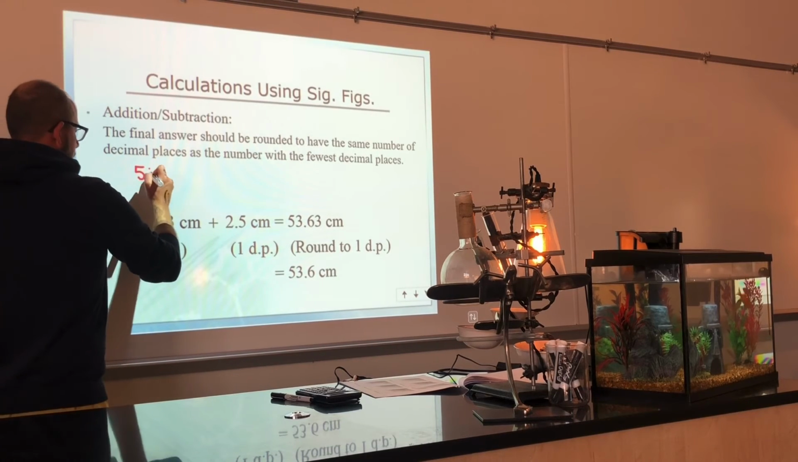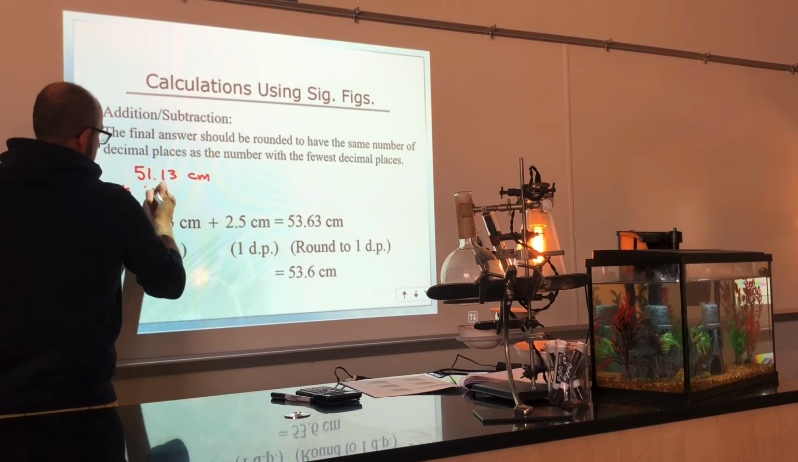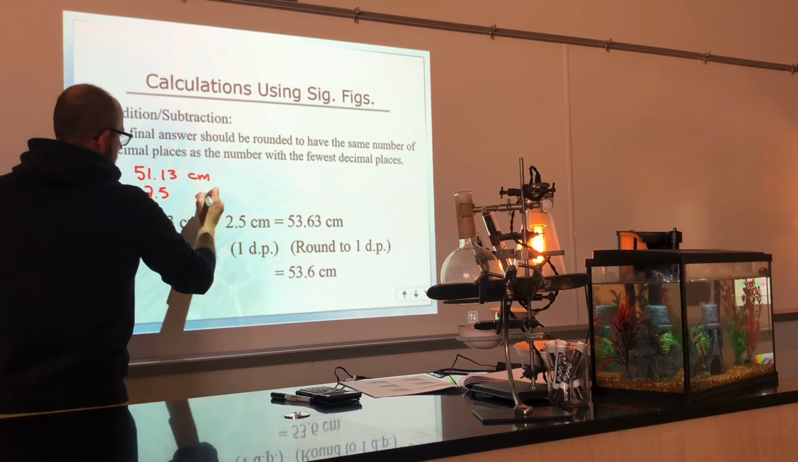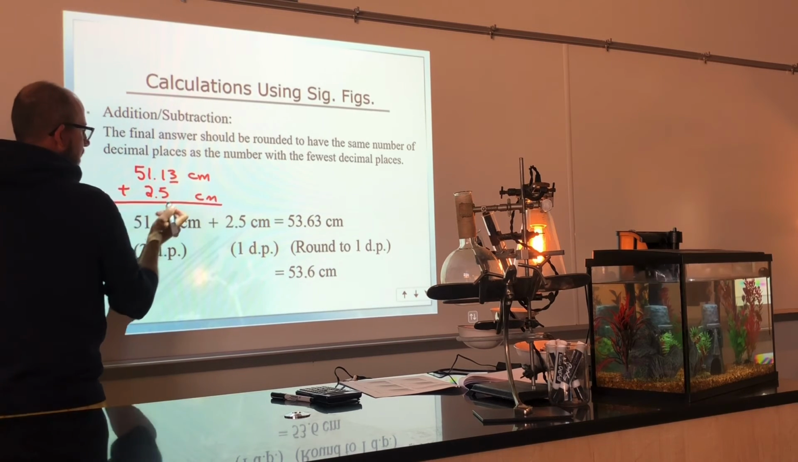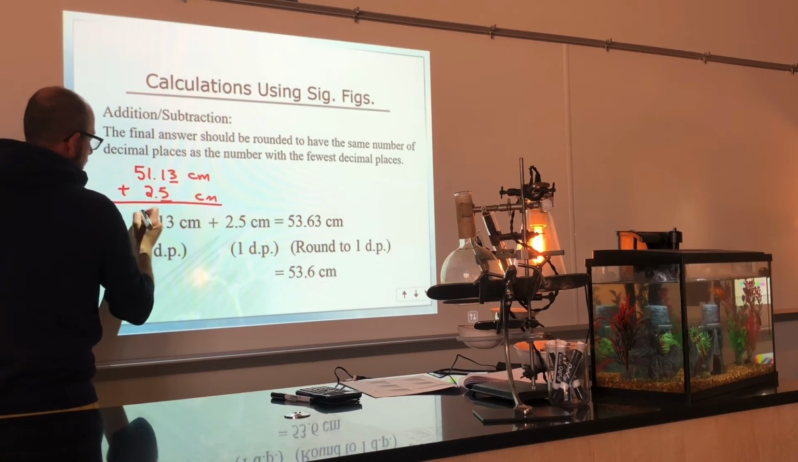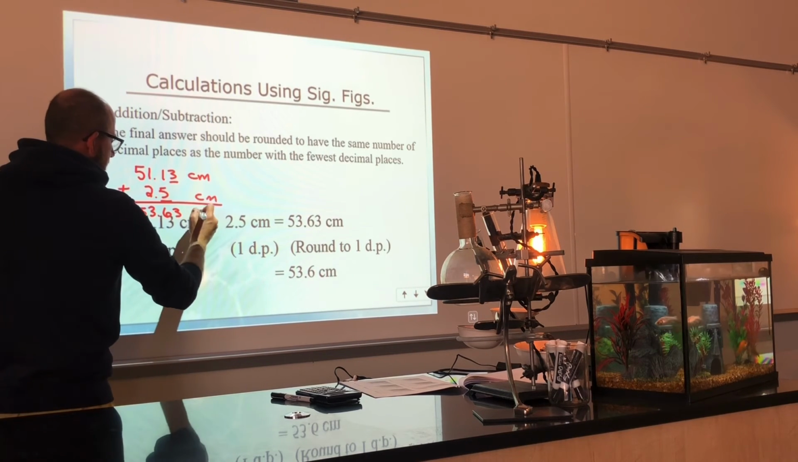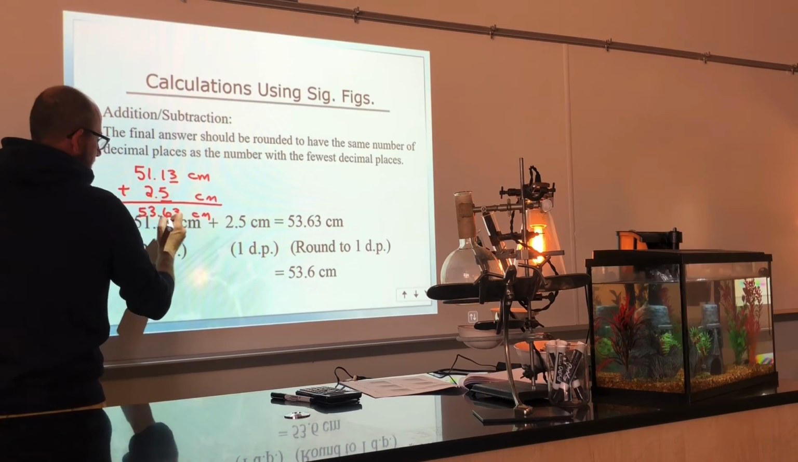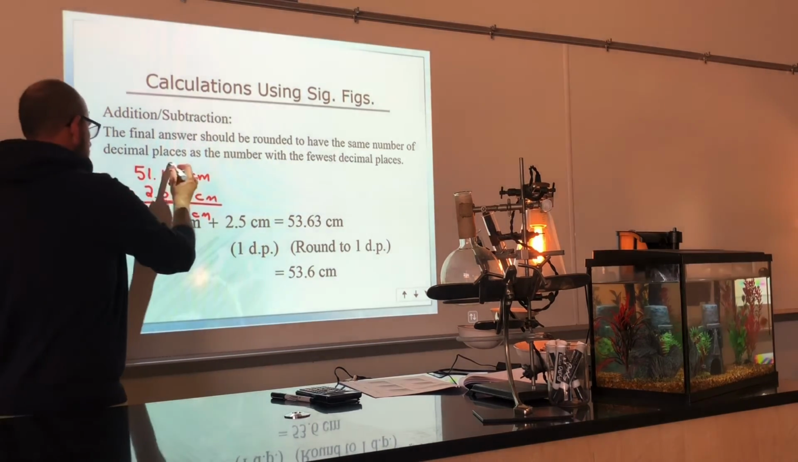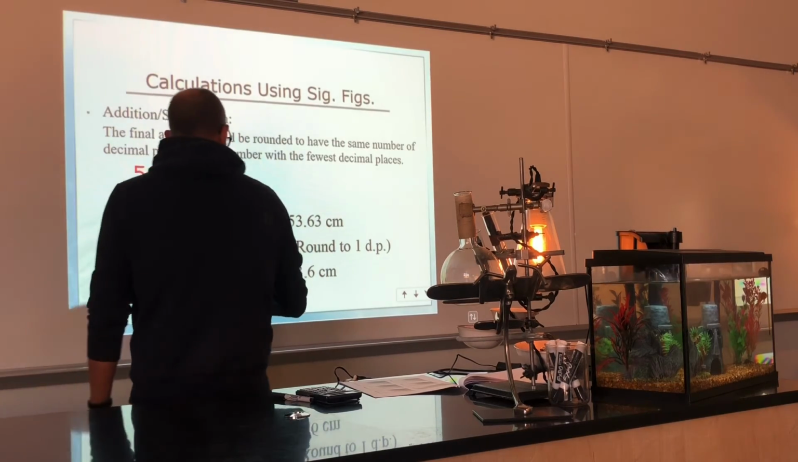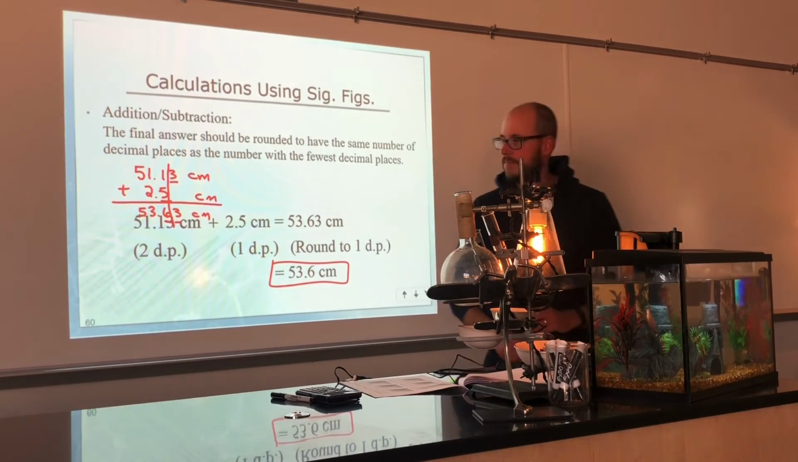If I take the 51.13 centimeters and add 2.5 centimeters, keep in mind that this 3 right here is an estimated digit, but so is this 5. So if I add them together, we get 53.63 centimeters. Both of these are estimated. I could only have 1 digit that's estimated, so that means we're going to get rid of the last one, and my answer becomes just 53.6 centimeters.